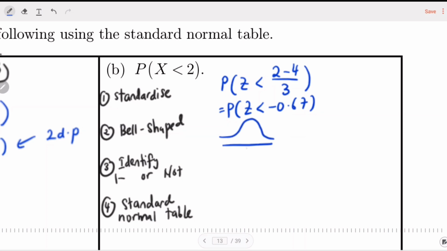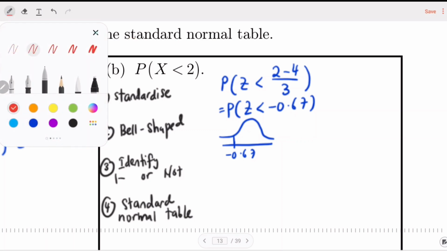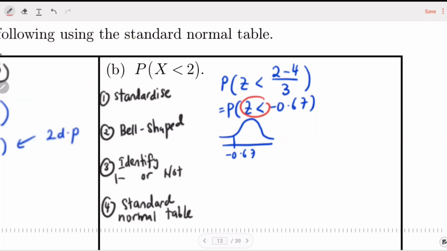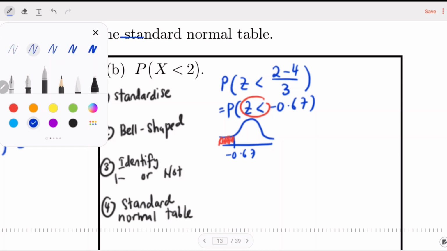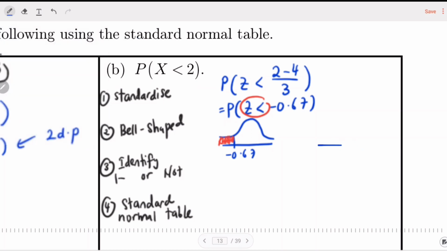0 would be in the middle, negative 0.67 would be on the left side. Right, so since we would like to find the probability for z less than, the shaded region will go on the left. So here is the shaded region. Then we need to identify whether we need to put 1 minus or not. If we shaded the middle part of our bell shape, we need to put 1 minus, but since we are not doing that for this example, doesn't need to put 1 minus, so we just take probability for z greater than 0.67.